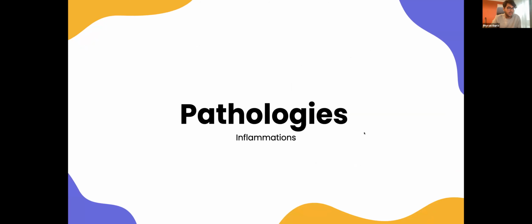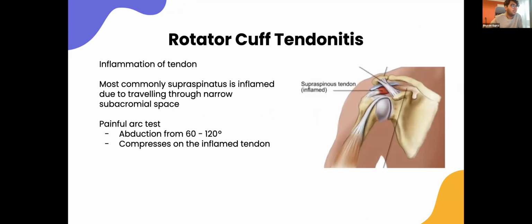Okay, inflammations. These are really important, and they're all like the elbows. So first up, rotator cuff tendonitis. Our most common is a supraspinatus, big inflamed, and that's because it travels through that really tight space of the subacromial space, right? Which we can see here. And so overuse of the rotator cuff can lead to this.